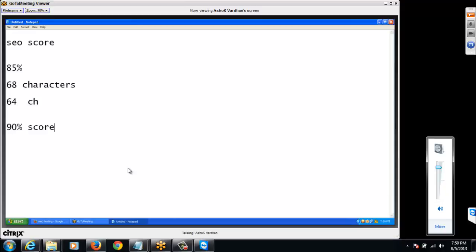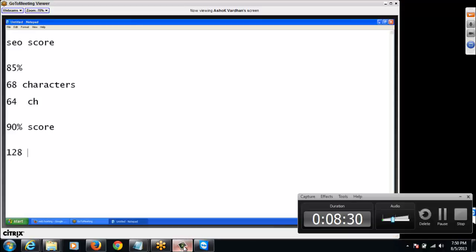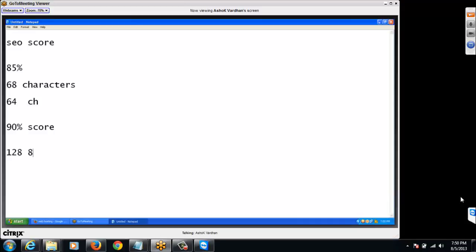Okay, this is very important. Don't exceed 64 characters, but a search engine can read 128 characters. Suppose sometimes we need 80 characters. That time we can, that's not an issue. But if you want a good quality score, please create 64 characters.